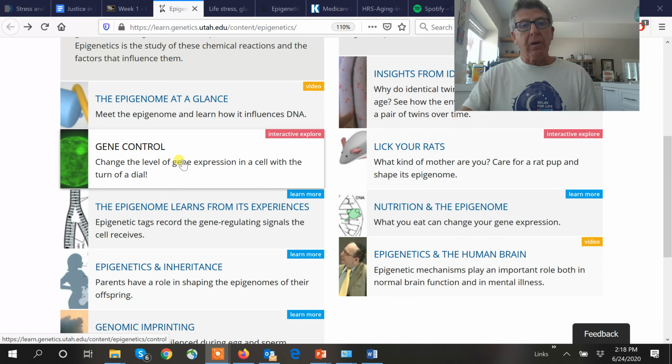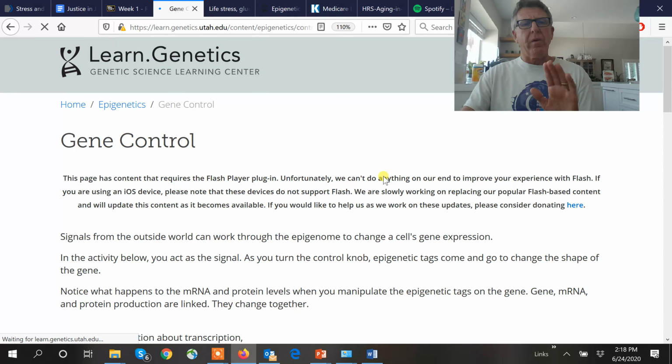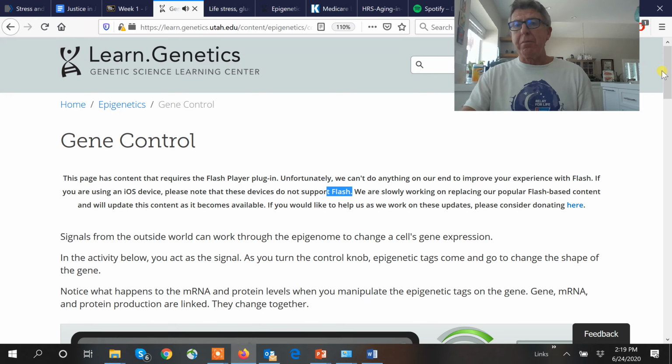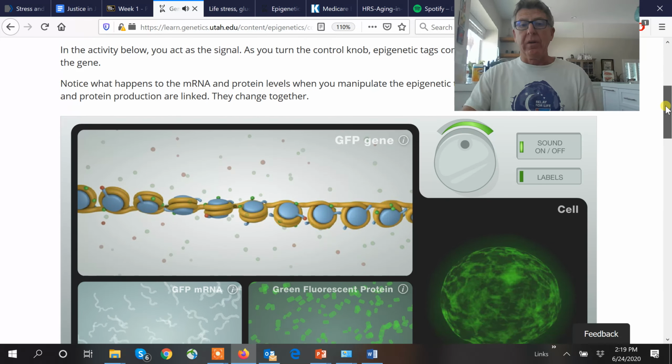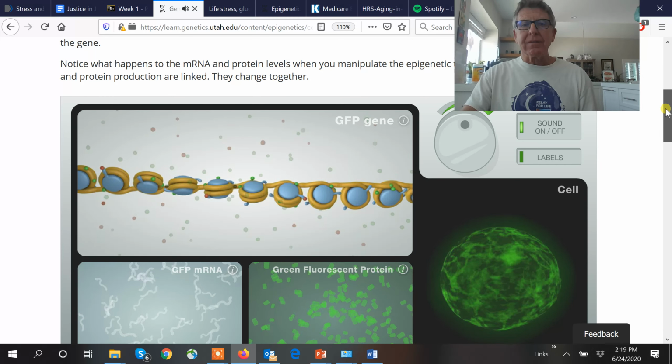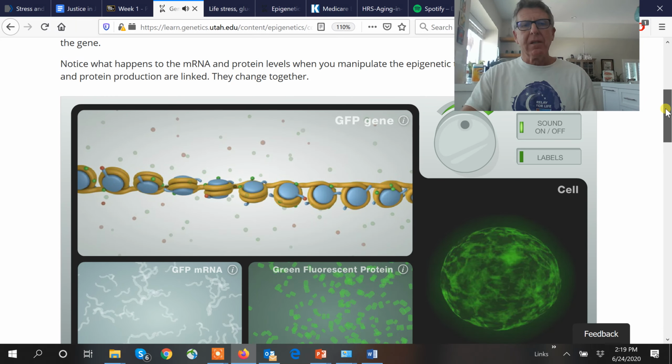All right, so you can go in here and look at this concept. There are these interactive exercises. Now, the only part that's a problem is that it uses Flash, so some of you may not have Flash. Okay, so this is kind of fun. It's just an interactive exercise right here.